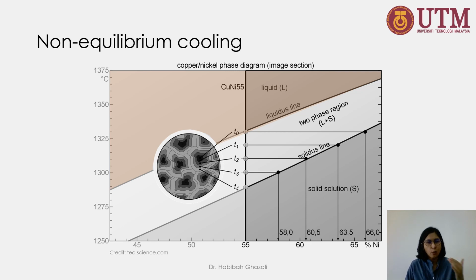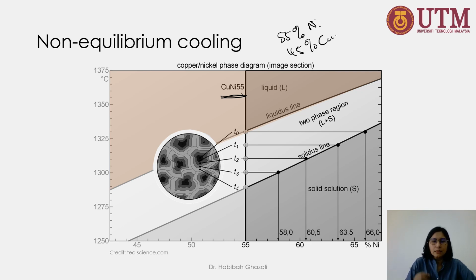What always happens is non-equilibrium cooling. During non-equilibrium cooling, the cooling rate is much faster, so this will stop diffusion of atoms from happening. I will demonstrate that using this diagram here. This schematic diagram represents the formation of the microstructure of this alloy here. This alloy consists of 55% nickel and 45% copper. When non-equilibrium cooling happens, as soon as it touches this line here, the nucleus will start to form.